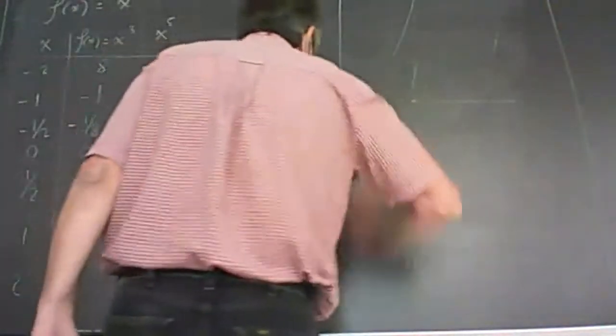All right, let's take a look at another type of graph. We did the odd ones. Let's see what happens with the even ones. So let's take x squared.